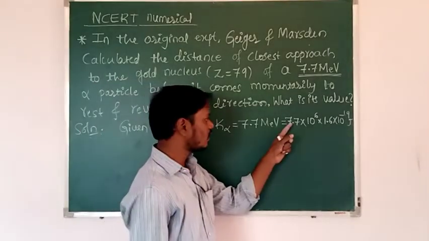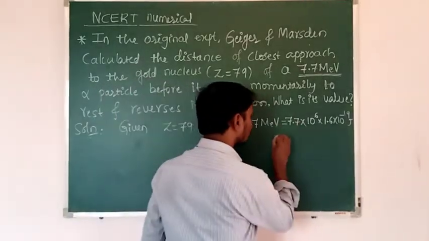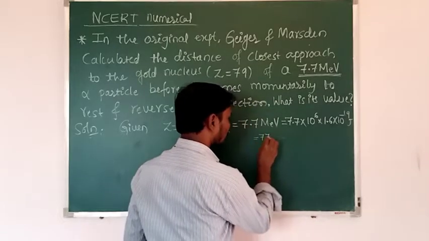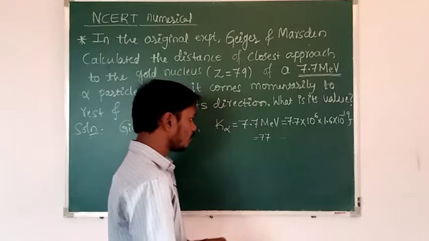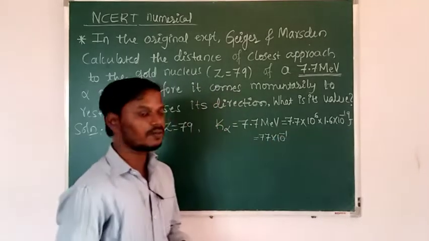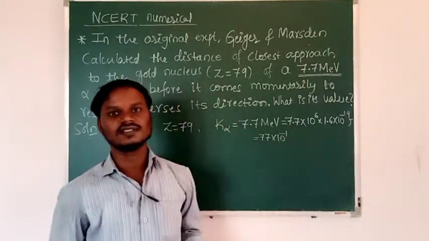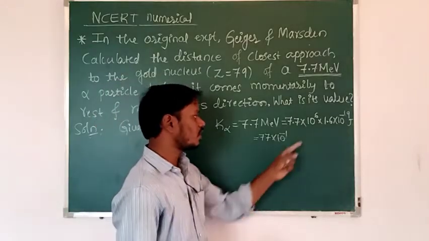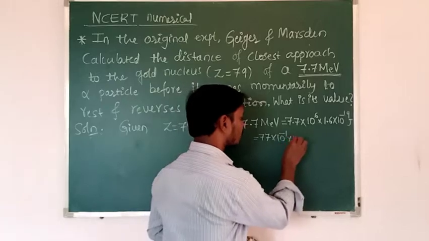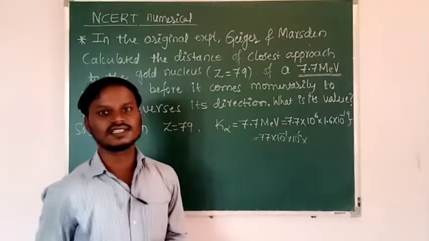By displacing this decimal point after one digit in the right direction, this becomes 77 into 10 to the power of minus 1, because after how many digits are we going to displace the decimal point? One digit. In which direction? Right direction. That is why 10 to the power of minus 1. Already 10 to the power of 6 is there. Then into 10 to the power of 6. Then this 1.6 can be written as 16.